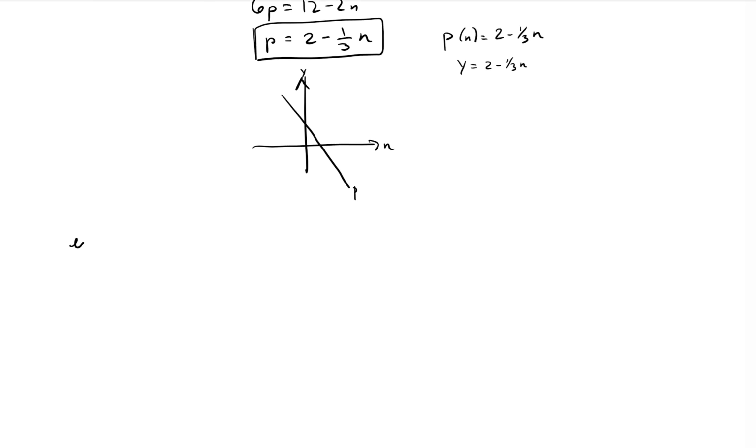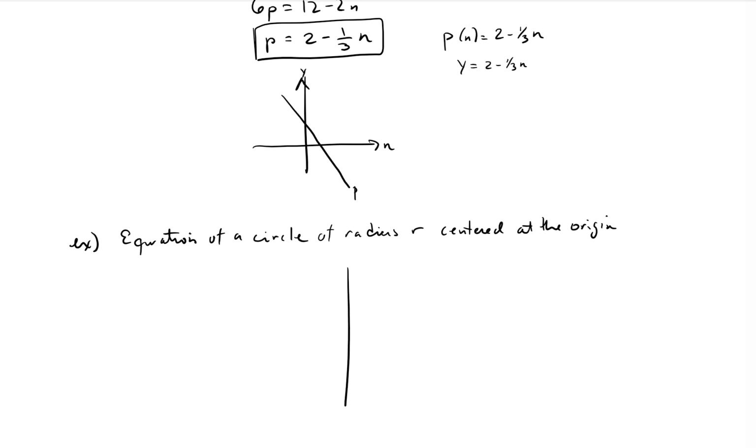Now let's look at another relation, a famous relation between x and y, which comes from the equation of a circle. So what's the equation of a circle of radius r? It's going to be the circle centered at the origin. So what do I mean by this? This is going to be the center of my circle. r is going to be my radius, and I'm going to draw that circle.